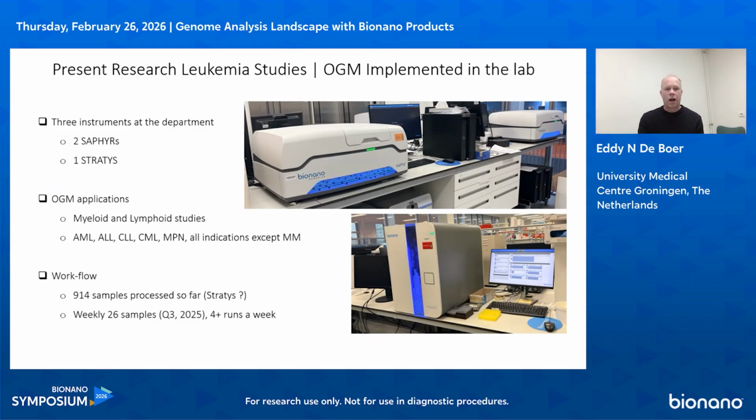We now have 3 instruments in our department. So we have 2 Sapphires and 1 Stratus, and we use our optical genome mapping application for myeloid and lymphoid studies, and we detect all kinds of hematological malignancies with this technique. And we use it mainly as an all-in-one technique, and that was also a goal before we started the implementation study.